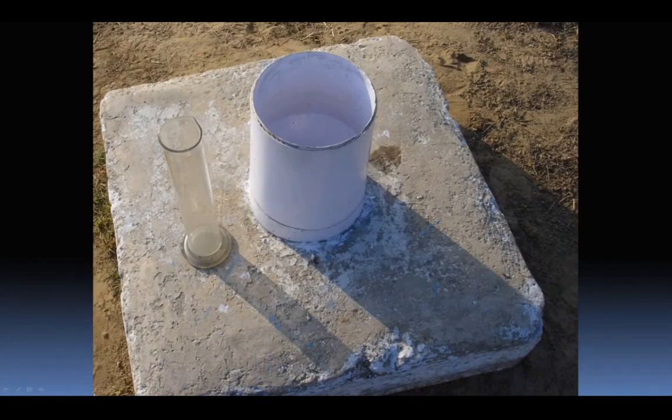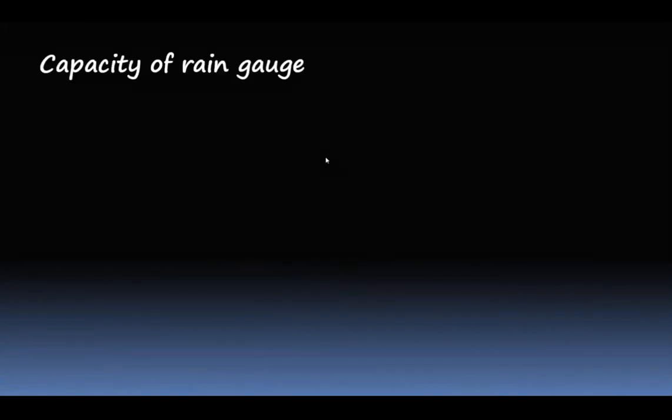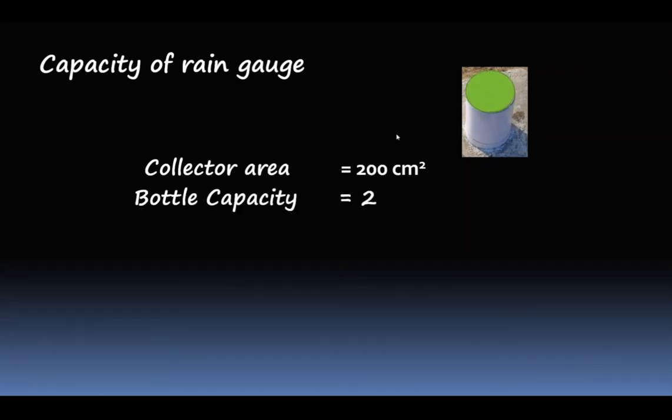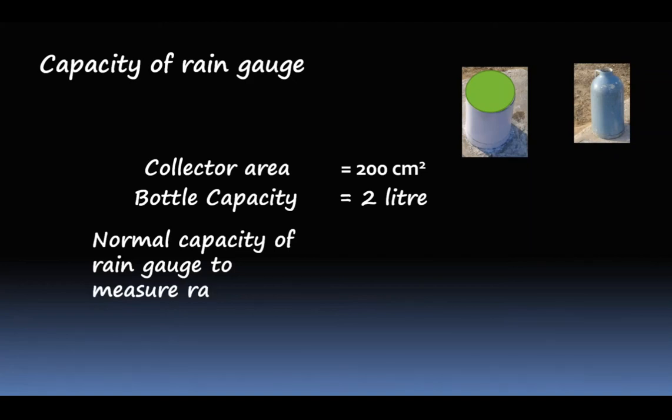Now let's calculate the capacity of the rain gauge, that is, how much rain it can store. The collector area is 200 centimeters square. This is the collector, and this is the area here. We can keep a bottle of capacity 2 liter, 4 liter or 10 liter. Let's assume this bottle is of 2 liters. How much rainfall can it store? We can calculate by dividing 2 liters by 200 centimeters square, which will give the depth of rainfall which the gauge can store.